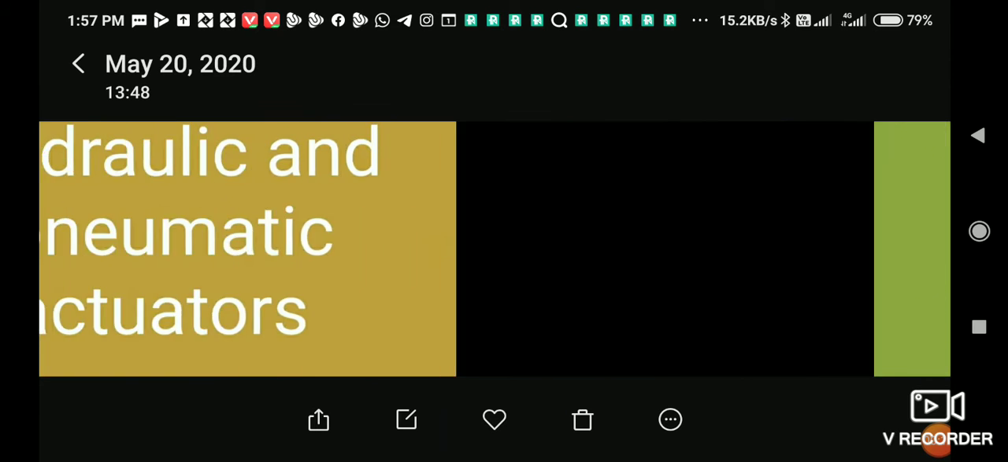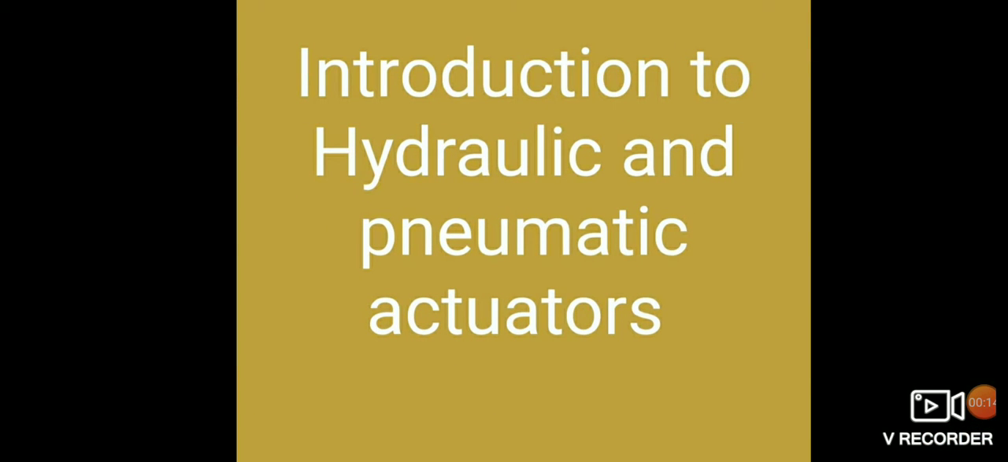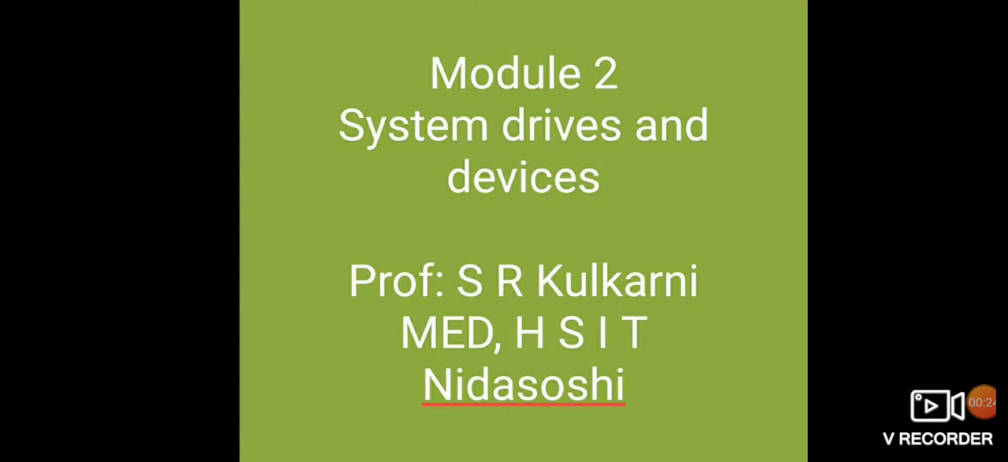Now we'll study Module 2, that is, system drives and devices and actuators. Introduction to hydraulic and pneumatic actuators. In additive manufacturing, motion systems and components play a vital role. An additive manufacturing system comprises many actuating devices such as electrical, hydraulic, and pneumatic systems to fit any application required.